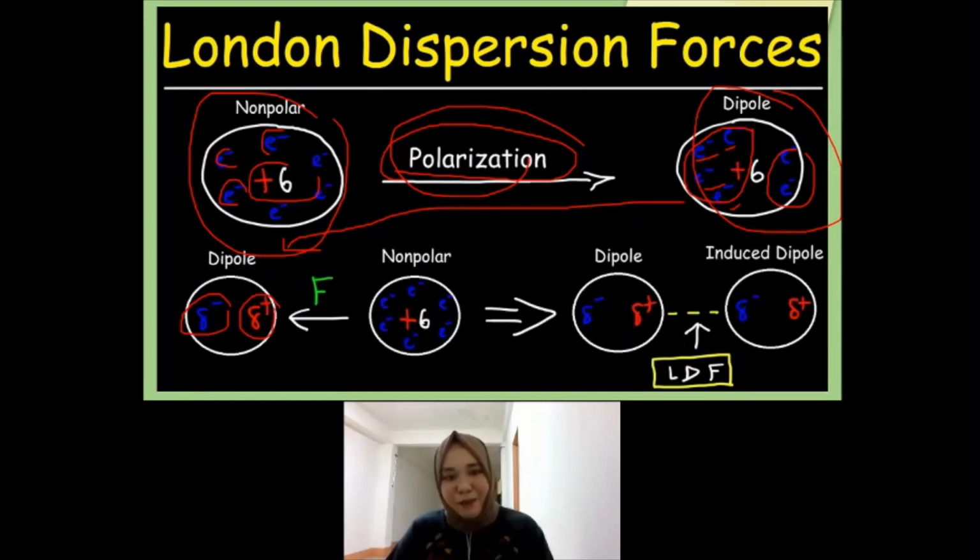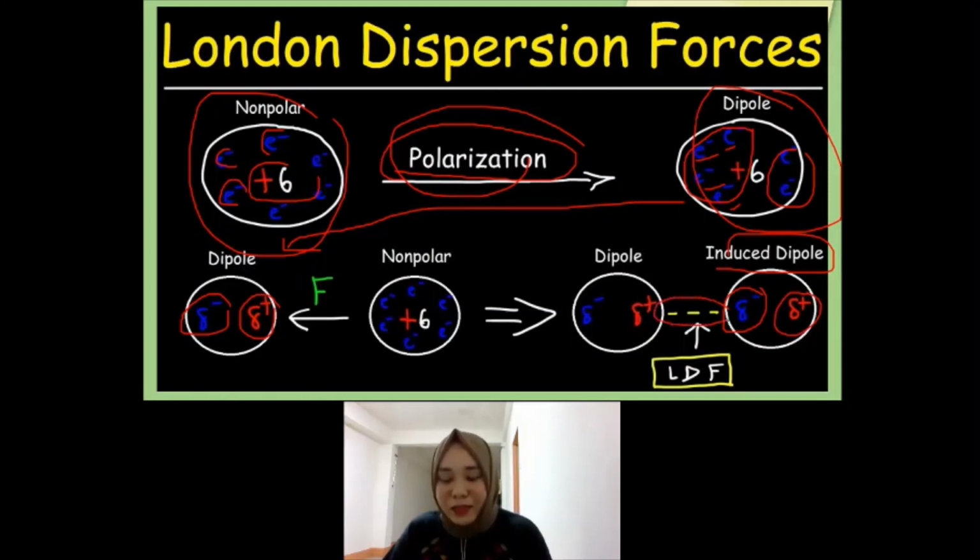So, if this dipole is just existing and then it happens to meet another atom, this atom will also be formed into an induced dipole. So they are the same now: we have a dipole and then an induced dipole. So this induced dipole has a partially negative region and a partially positive region.